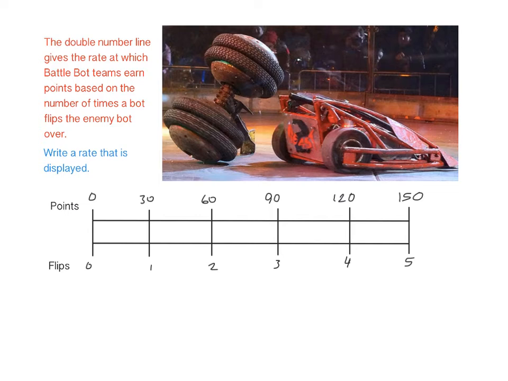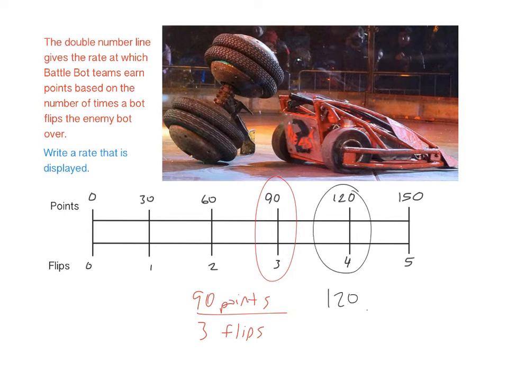And so again, let's figure out what's a rate that's displayed here. Well, I actually see one, and it's 90 points per 3 flips. Where'd that come from? Right there, okay? That right there on the line tells us that a team is going to earn 90 points if they flip the enemy robot 3 times. But that's, of course, not the only one, because I could have chosen this one. I could have said 120 points for 4 flips. That's also a rate given to us on this double number line.